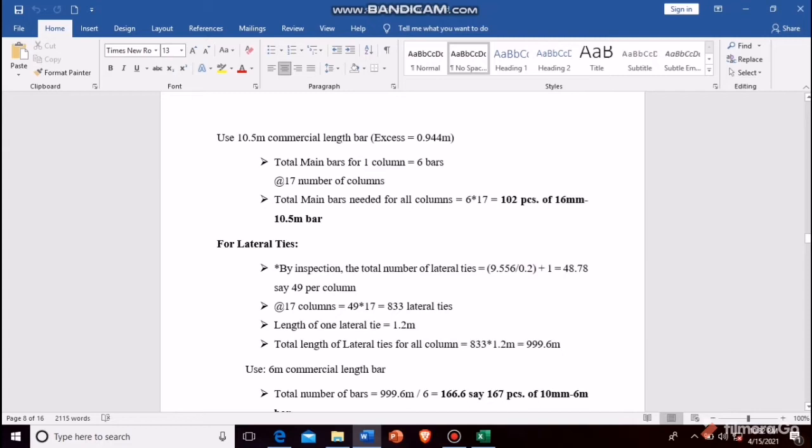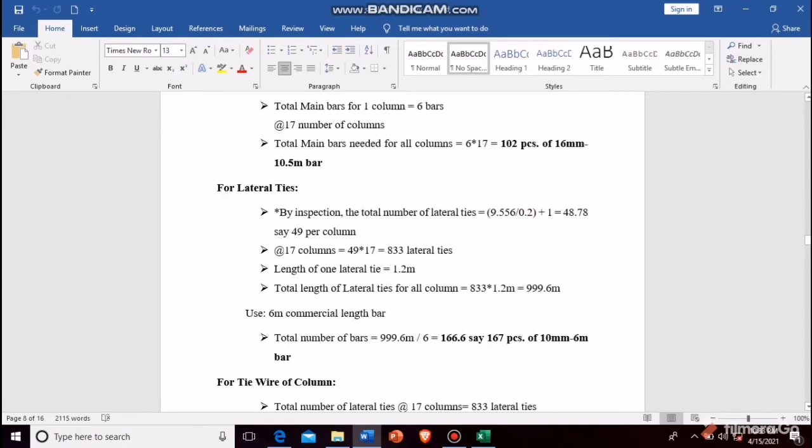Lateral ties: at 17 columns, 49 times 17, that is 833 lateral ties. The length of one lateral tie is 1.2, so 833 times 1.2 gives the total length of lateral ties, and the total length is 999.6 meters. Use 6-meter commercial length bar. So the total number of bars is 999.6 over 6, that is 166.6, say 167 pieces of 10 millimeter bar.